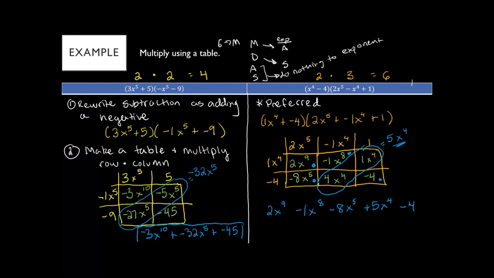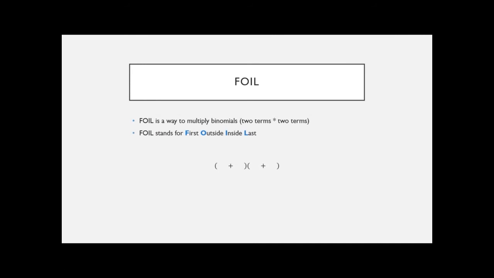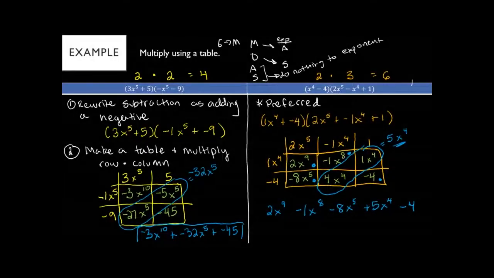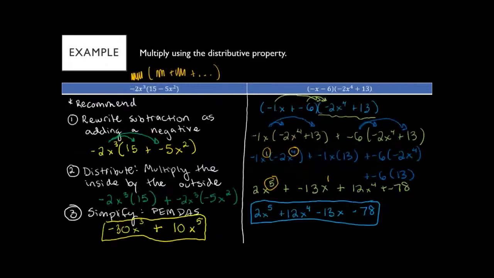Okay, so the last method is FOIL, which stands for first, outside, inside, last. And this only works if you have two things times two things. So it would work on this example on the left. I would use FOIL there. And the example on the right here, you could use FOIL.